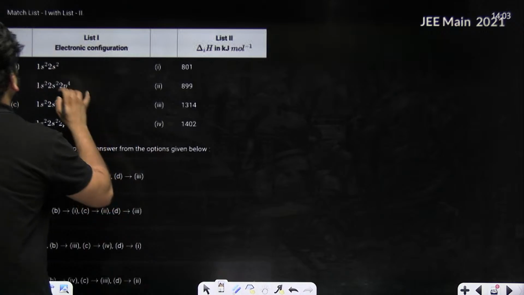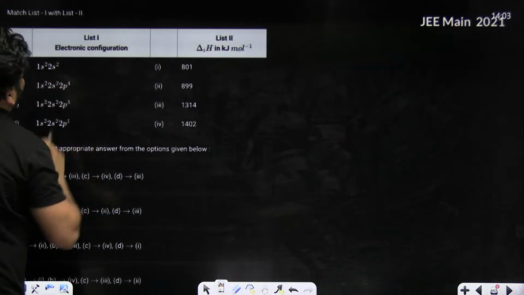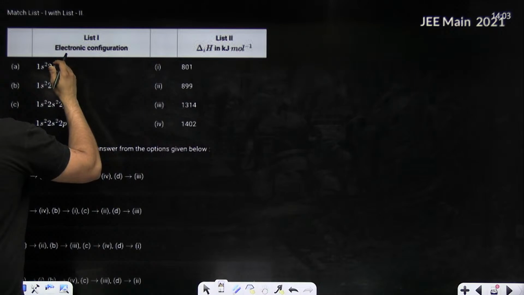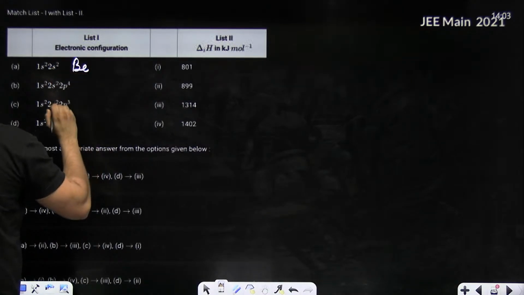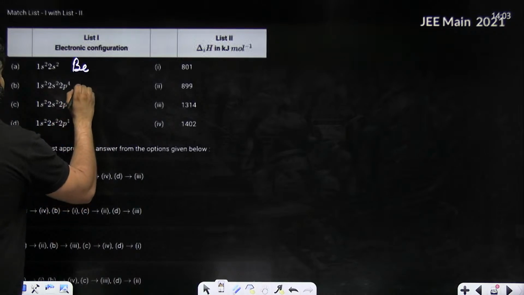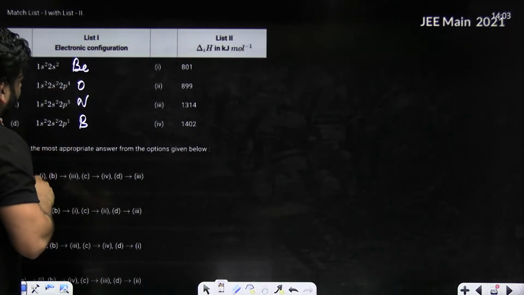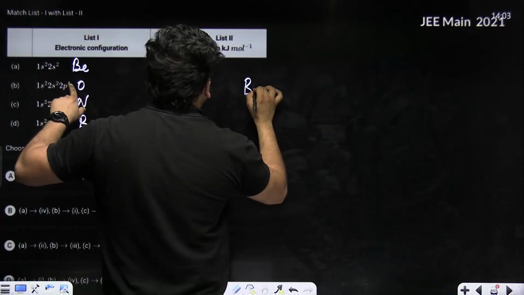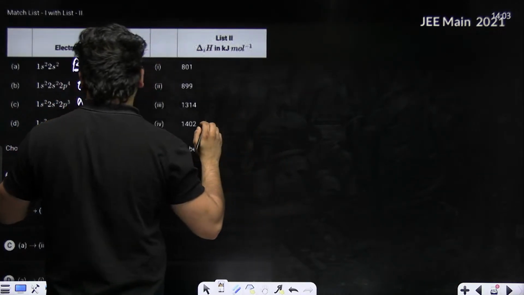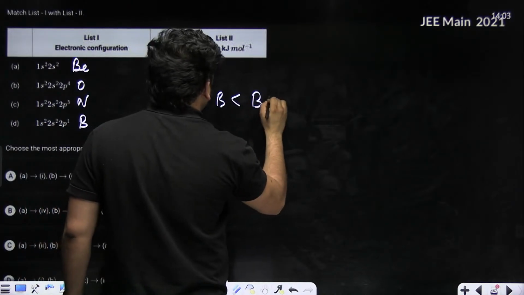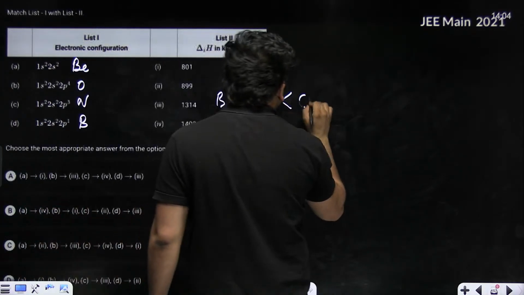Let me write what these elements are. 1s2, 2s2: hydrogen, helium. This is beryllium. This is boron. And this is nitrogen. And this is oxygen. I think now we have everything with us. I can do it accordingly. So the order: beryllium will have more than boron. Then we have oxygen, and then comes nitrogen.